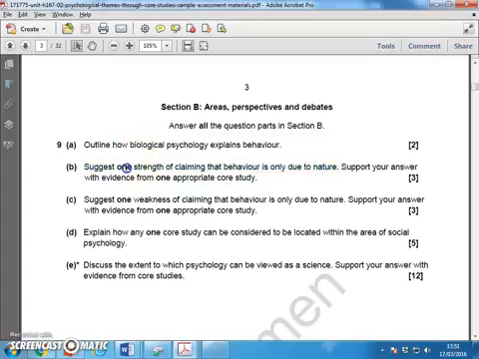Or you can go down the route of, well, a strength of claiming behaviour is due to nature is that the research used is often highly controlled, uses technical equipment, all of those things that you associate with nature and the biological, so genetics and technical equipment. Point, example, comment. Again, underline 1. If you talked like I did just then about several strengths, you're only going to get marks for one of them, so make sure you PEC.